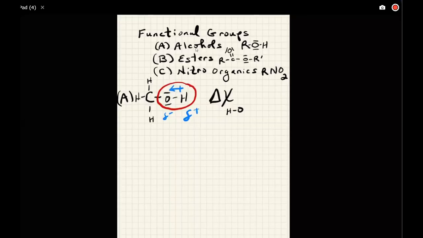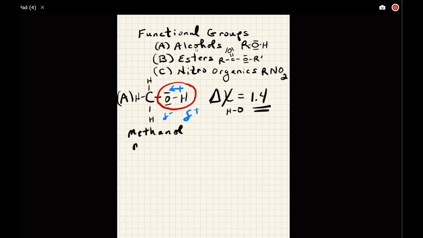You're going to be learning a lot of Greek letters here. Delta chi is this bond. Hydrogen is 2.1. Oxygen is 3.5. So delta chi is 1.4. As I mentioned when we talked about water, that's a huge difference in electronegativity. So methanol, methyl alcohol, by the way, I just said the same thing twice.